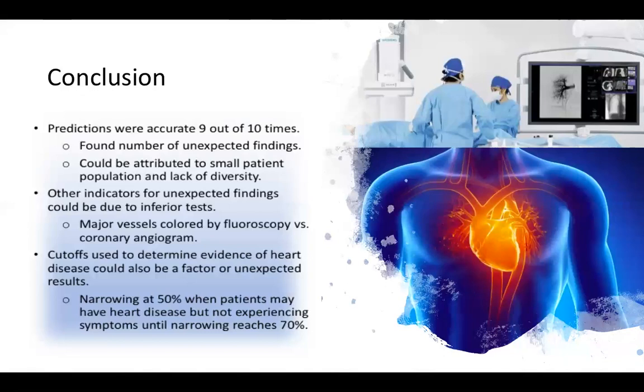It was also noted that some of the cutoff variables were inconsistent with what current literature recommends. A prime example being that patients may not experience symptoms of heart disease such as chest pain until narrowing of the vessels reaches 70% and not 50%.